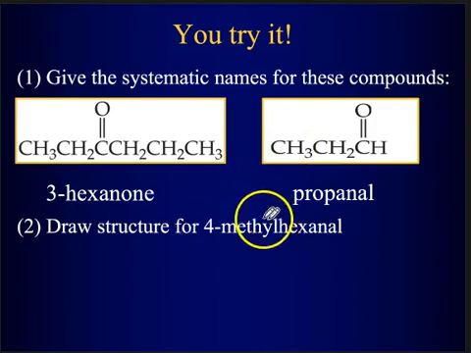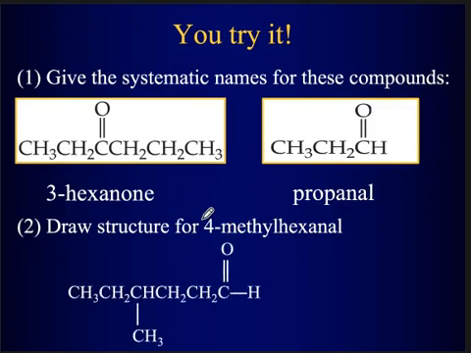Lastly, draw the structure for 4-methylhexanal. I'll have 6 carbons in my chain with an aldehyde group at the end, and on the 4th carbon, I'll also have a methyl group. So it should look like this. Here's my aldehyde group, and then on the 1, 2, 3, 4th carbon, I have my methyl group.